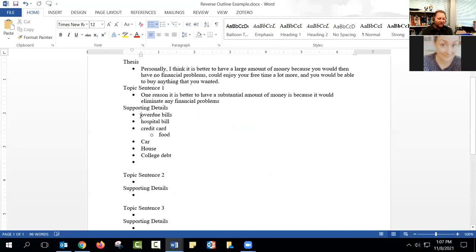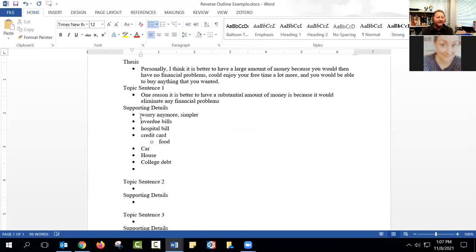I would say it's a good way to begin the paragraph. If I start my paragraph, one reason it's better to have a substantial amount of money is because it would eliminate any financial problems. And then I had a brief conversation about how it would eliminate all these worries that I have and how life would be so much simpler. And then I provided specific details that support how it would make my life simpler. Now it's much better placed, right?